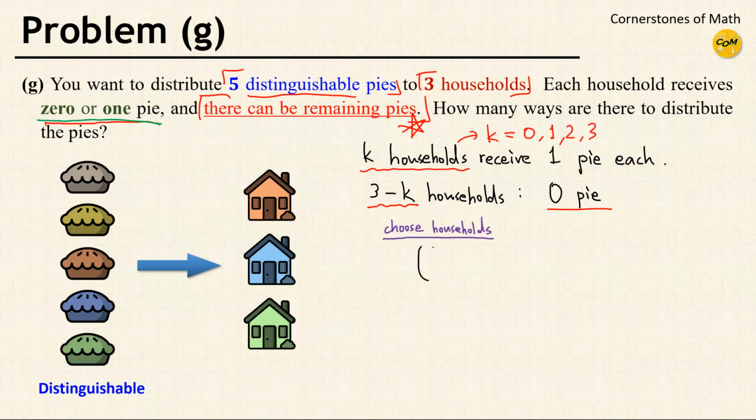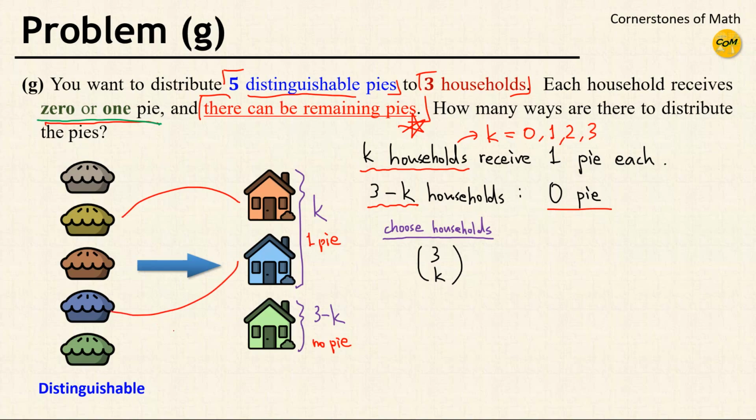In this case, there are 3 choose k ways to choose k households that receive 1 pie each. Once the households are chosen, we then choose which household receives which pie. The method is that we choose k pies from 5 pies and then arrange them linearly so that they can be distributed to k households. The number of ways is the number of permutation 5 permute k. This means that there are 3 choose k times 5 permute k different ways that k households receive 1 pie each.